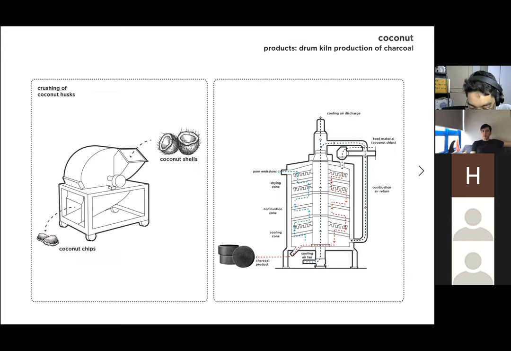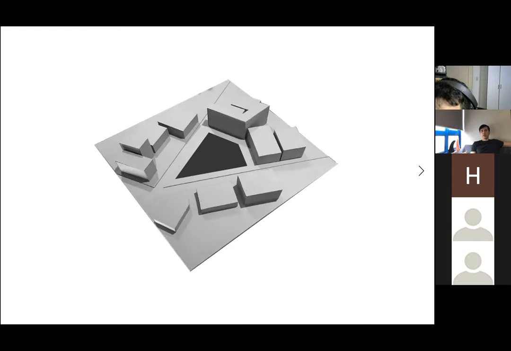So this is the process. The coconut shells are placed into a machine that crushes them into chips, and the chips are fed into a drum kiln, which removes all moisture and heats up the coconut until all that's left is the charcoal product.